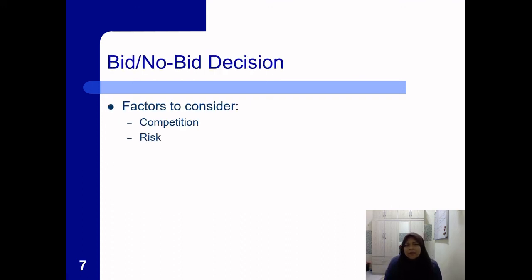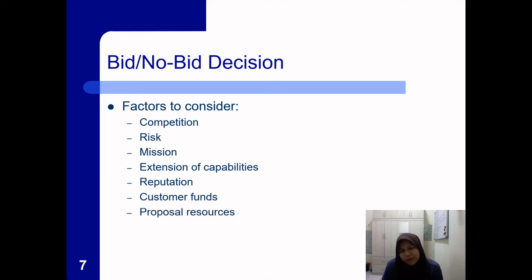Okay, so in order to know whether you are going to bid or not to bid for the project, there are a few factors that should be considered. One is the competition. You should know with whom you are competing. What are the risks that you are facing? What is your mission actually? Are you aiming for a number of winning projects, or are you focusing on the profit? So you need to know what your mission is. Extension of capabilities: what kind of specialties or capabilities do you have that might benefit the project? So you need to know this.